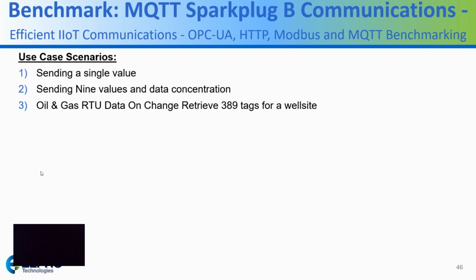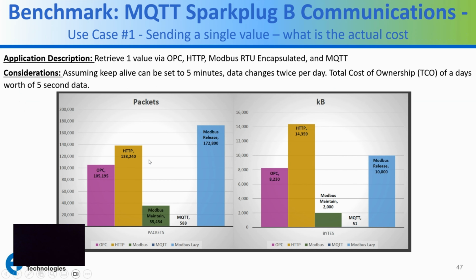So that's the part that the data is being transmitted in back and forth. So the three different scenarios is a single value compared to 9 values in the second scenario, and then in the third one, it's more of an application in the oil and gas field to where you're transmitting 389 tags. So with the first case, with one value, Jonathan compares OPC with HTTP, Modbus, and MQTT using that keep alive signal change set for 5 minutes. Its data changes twice a day.